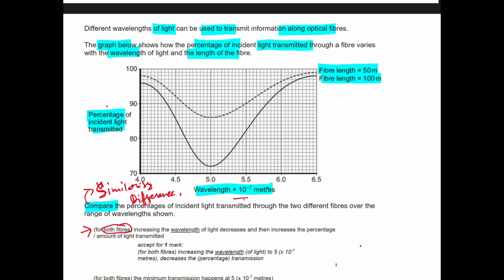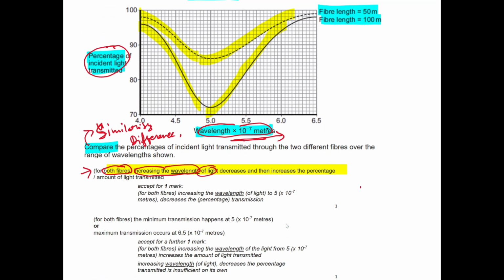As you always start with the x-axis, read the name from the x-axis, it says wavelength. As the wavelength of the light is increasing, look at the percentage of incident light transmitted. If you see what's happening with the yellow color, I will highlight, it first decreases, and it decreases for both. So this is a similarity, and then it increases, and it increases for both. So the first marking point will be given if you said as the wavelength increases, the percentage of incident light transmitted for both first decreases and then increases. That's your first marking point.